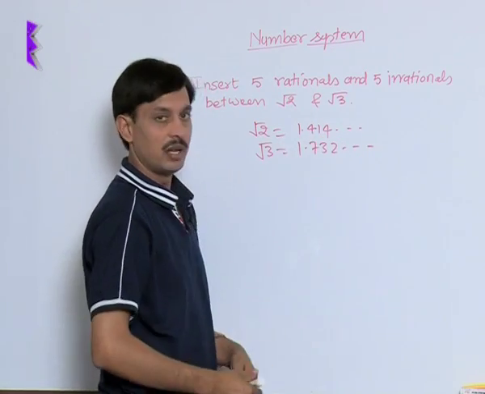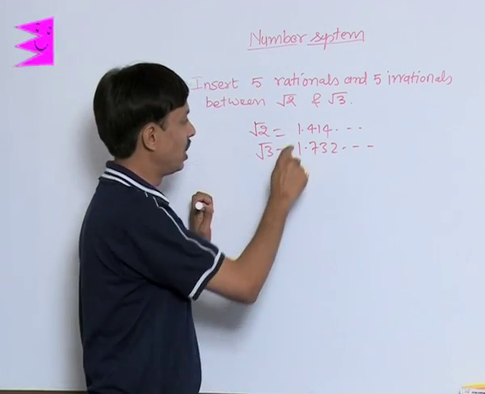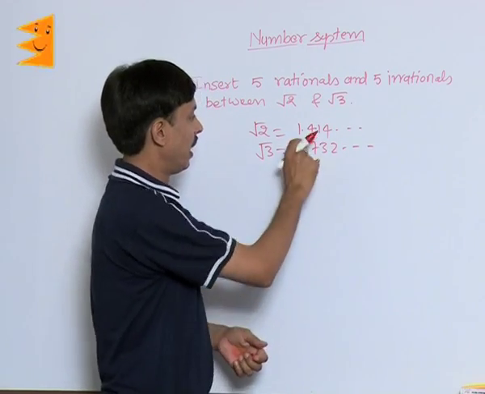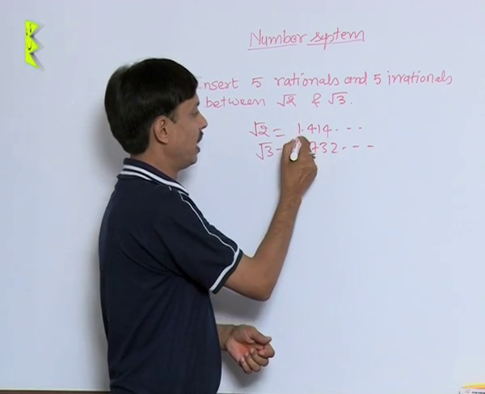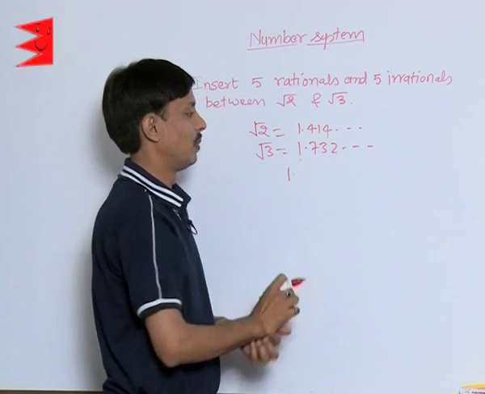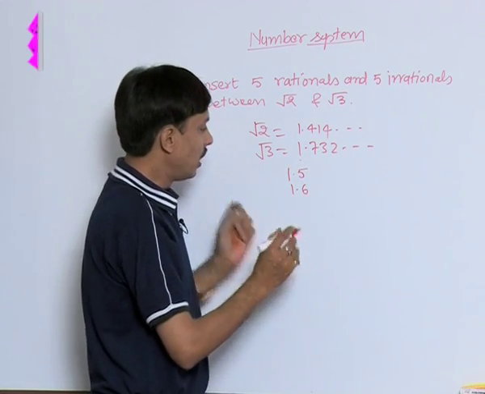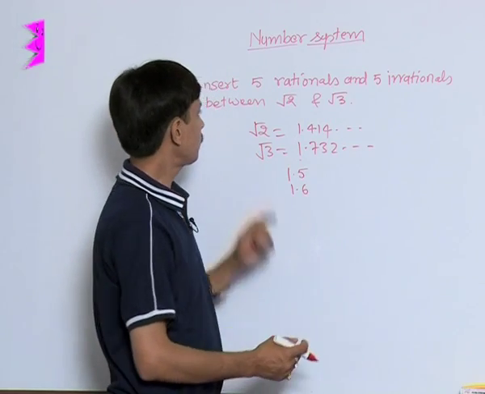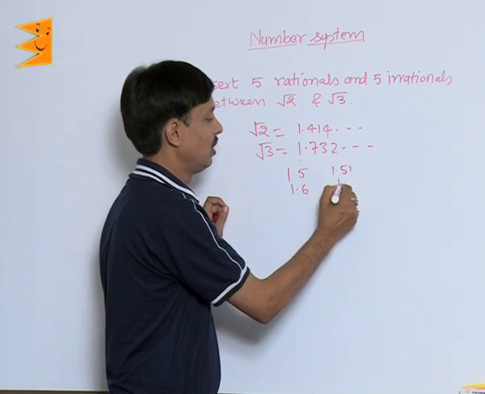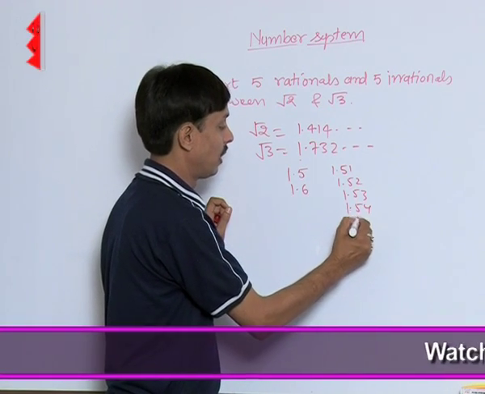Now a question is how to write 5 rationals. To write 5 rationals, you see it is 1.4, it is 1.7. So you can see between 1.4 and 1.7, you can say it is 1.5, 1.6. If you want to write rationals, you can write 5 rationals like this: 1.51, 1.52, 1.53, 1.54, 1.56.